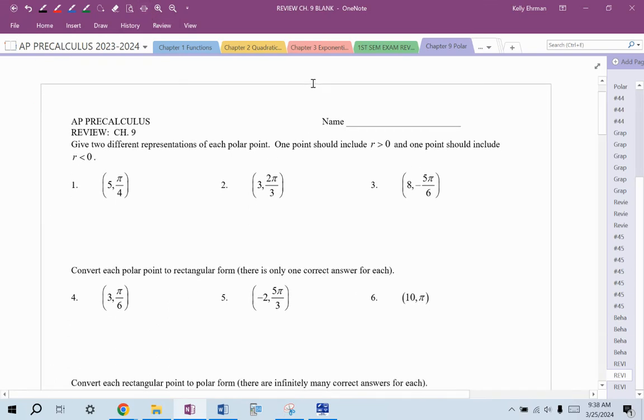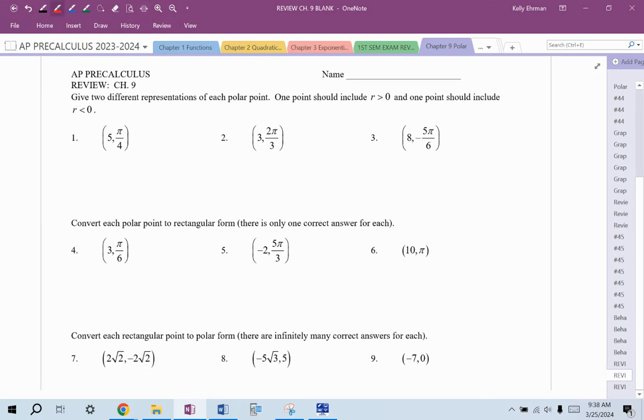Right, the first thing we have in this Chapter 9 review is writing two different representations of each polar point. And we want to make sure that one point has a positive radius and one point has a negative radius. So what you should be doing is drawing a little sketch of where this point falls. So face pi over 4 and walk forward five units. So we want to come up with two other ways to land on this point.